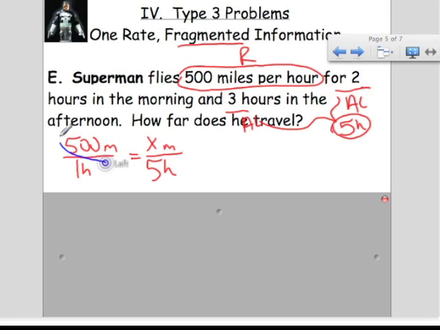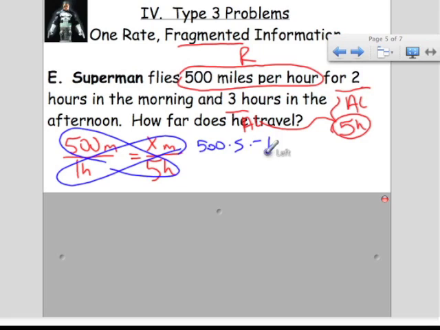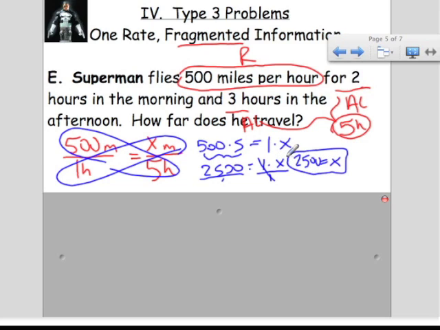After I've written the proportion, I cross multiply and divide. I have 500 times 5 equals 1 times x. 500 times 5 is 2,500 equals 1 times x. I don't really need to divide by the coefficient, but I could. And if I divide by 1, my coefficients cancel, and x equals 2,500. And so if he flies 500 miles per hour, after 5 hours, he's going to fly 2,500 miles.